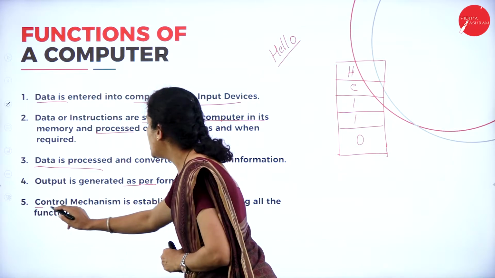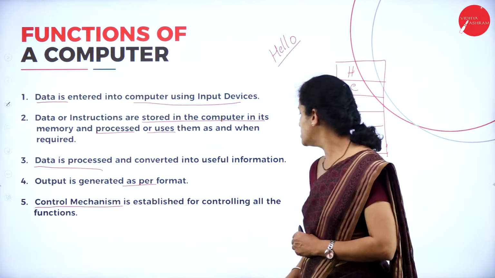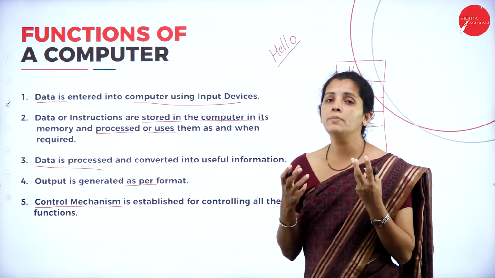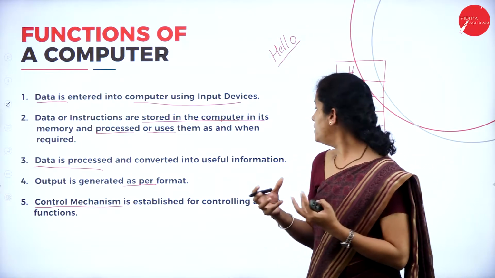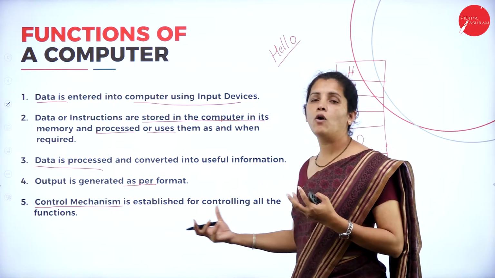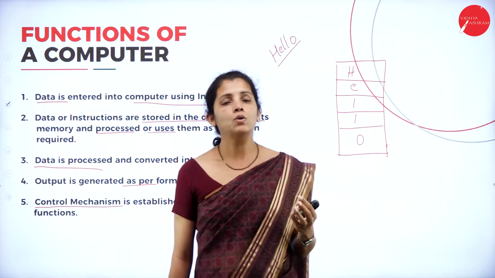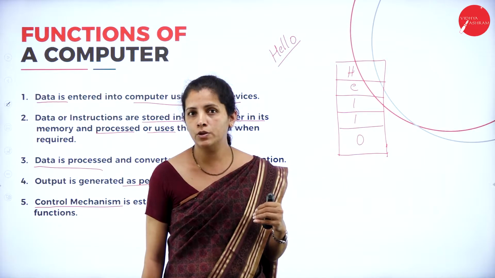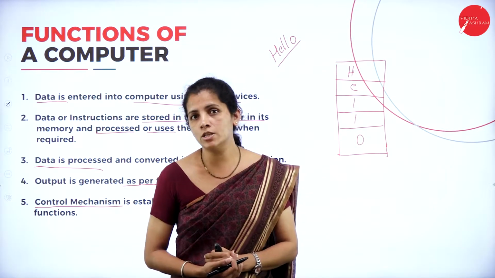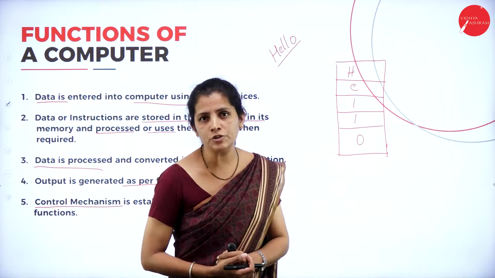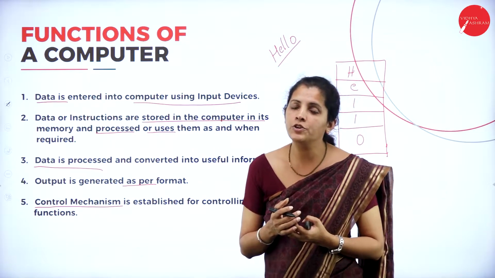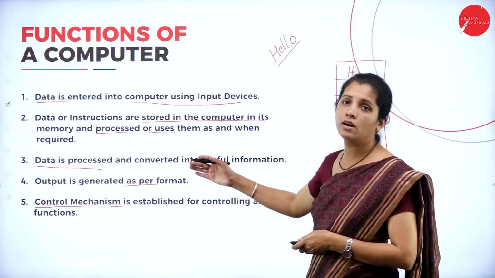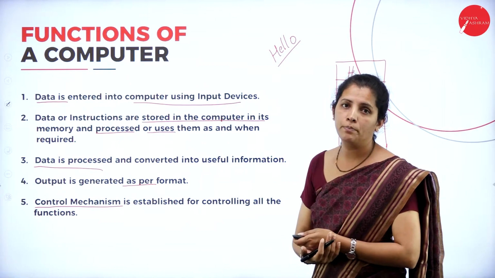That means whatever format I specify, based on that the output is generated. And a control mechanism is established for controlling all the functions. Now, whose job is it to control all the flow? That is the CPU. So here the CPU is responsible for controlling and performing all the operations. All those things are done by the CPU, and these are the functions of a computer.